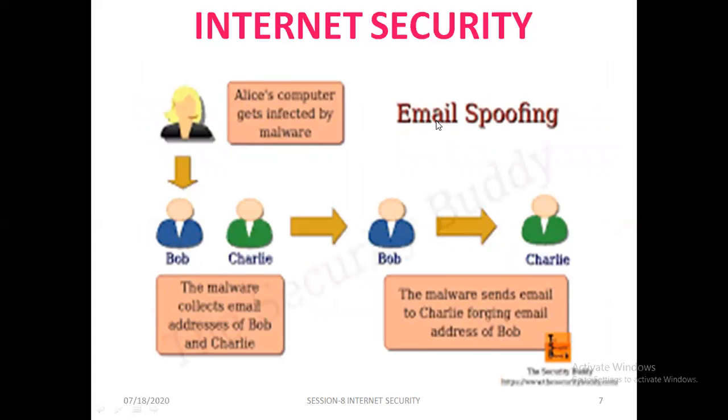Here is an example of email spoofing. Alia's computer gets infected by malware. The malware collects the email addresses of Bob and Charlie. Now the malware sends an email to Charlie, forging the email address of Bob. So Bob's email address is used in an illegitimate way by the malware in order to get some information from Charlie. This is the kind of email spoofing activity.